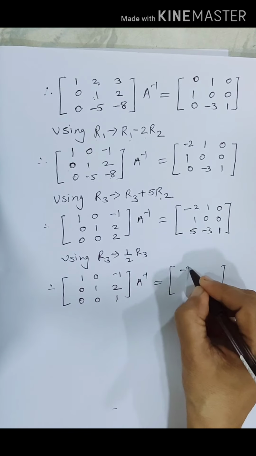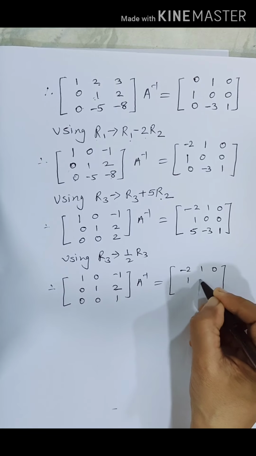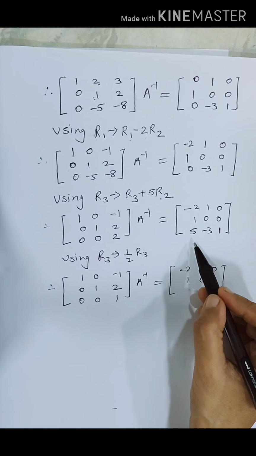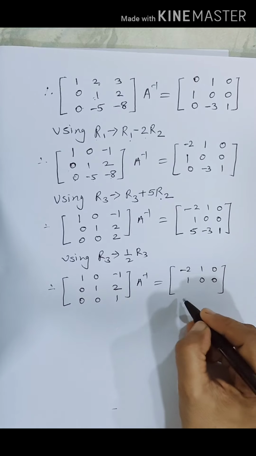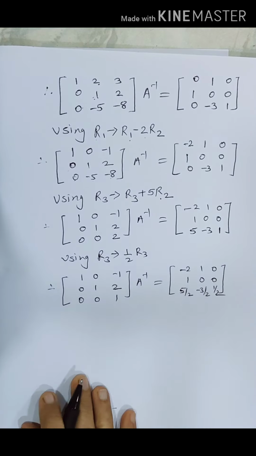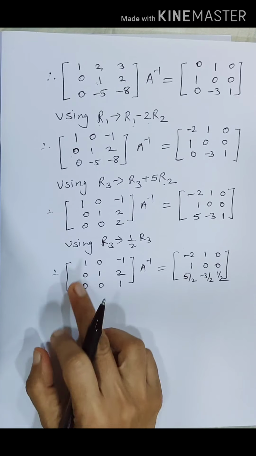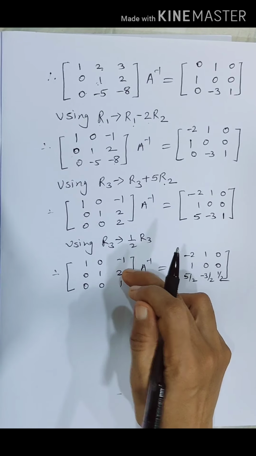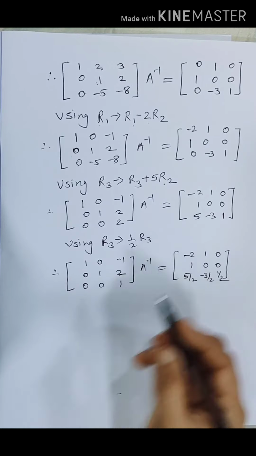A inverse is equal to first row as it is, second row as it is, third row multiply with half. So 5 by 2, minus 3 by 2 and half. Right? So now what remains is to get 0 here and 0 here.